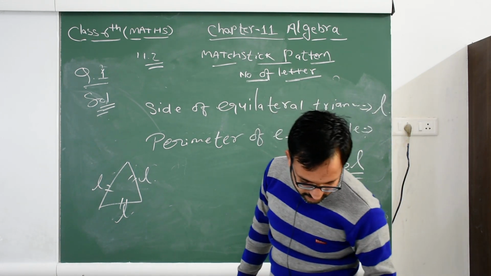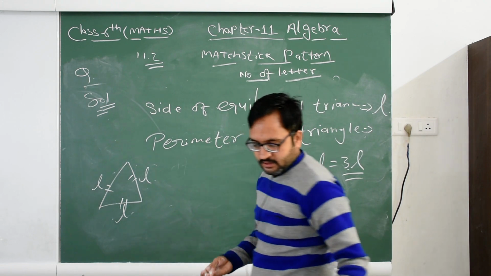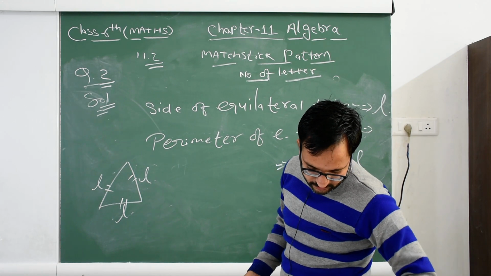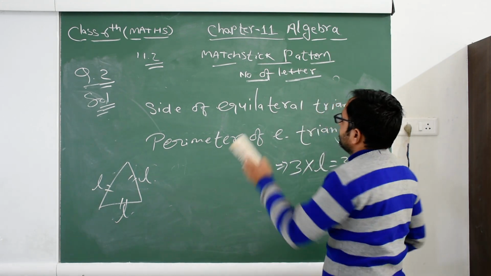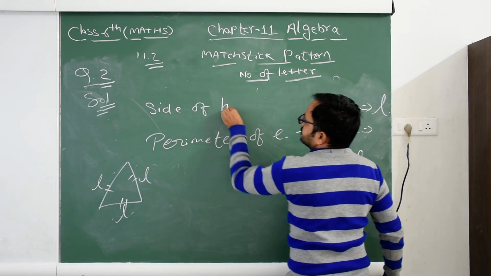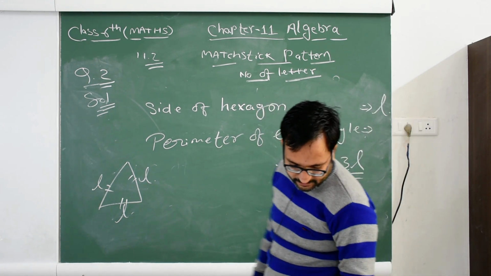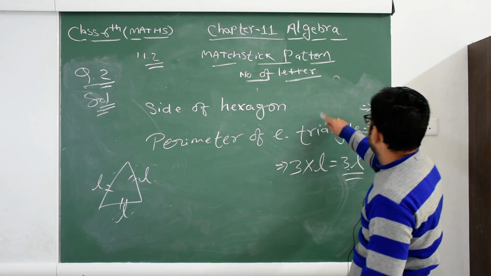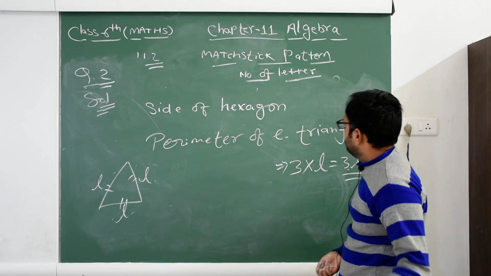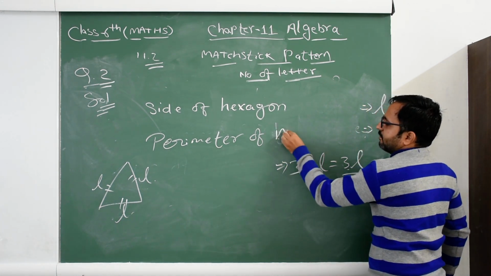Now question number 2. The side of a regular hexagon, denoted by small l. So what is the perimeter of the hexagon? Now we make the rule for the perimeter of a hexagon.